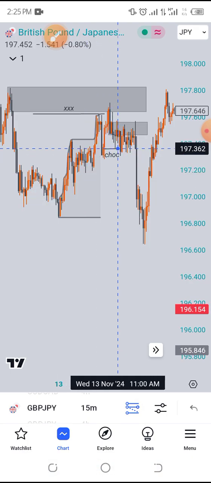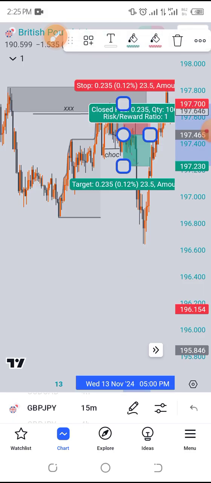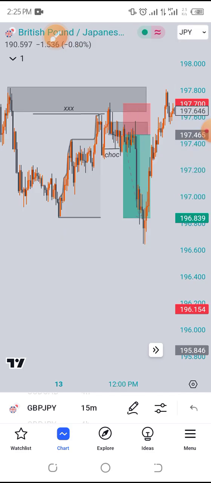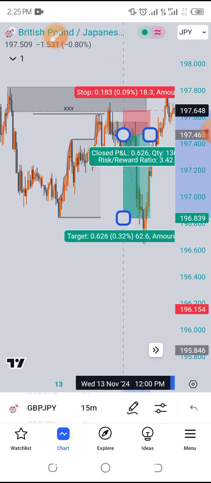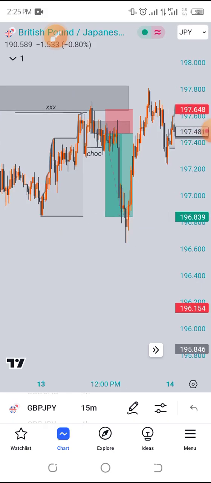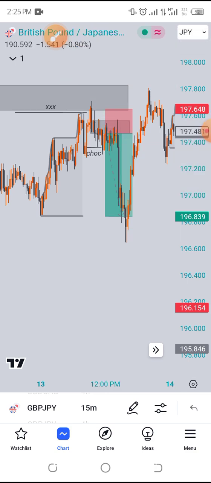So I entered immediately, price retested this particular zone, and I was targeting the Asian low, as you can see right here, and my SL was just a little bit above, just like that. So in this particular trade, I was risking 18 pips and I targeted 62 pips, which is the Asian low, and it gave me a risk to reward ratio of 1 to 3.42. A very good risk to reward ratio of 1 to 3.42.